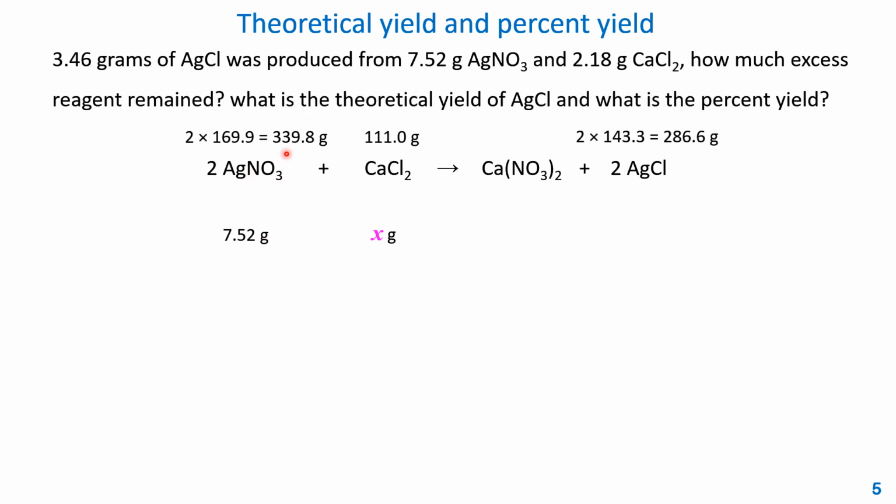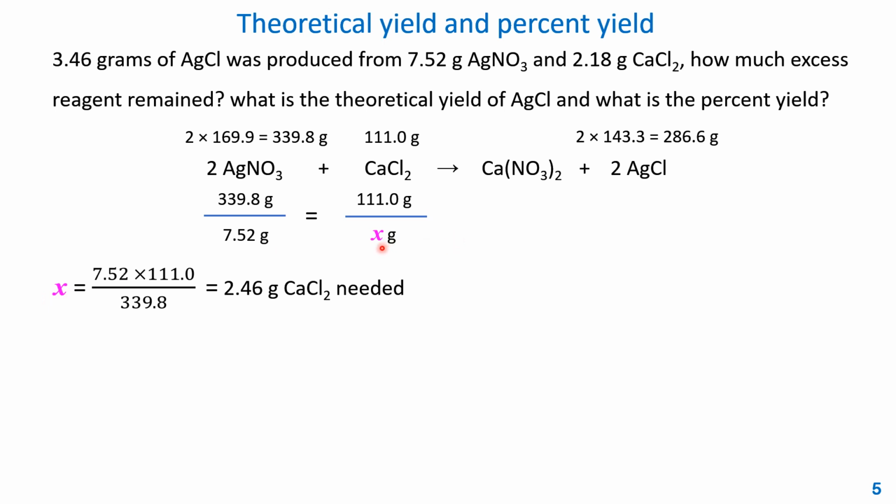Again, we calculate the mass of 2 moles of silver nitrate, 2 times the molar mass of silver nitrate, which is 339.8 grams. And then calcium chloride, the molar mass of 1 mole of calcium chloride, you can calculate 111 grams per mole. Then move this mass over this given and over this x, that's 111, in proportion, and then we can solve for x. X equals 7.52 times 111 divided by 339.8. That is 2.46 grams of calcium chloride will be needed.